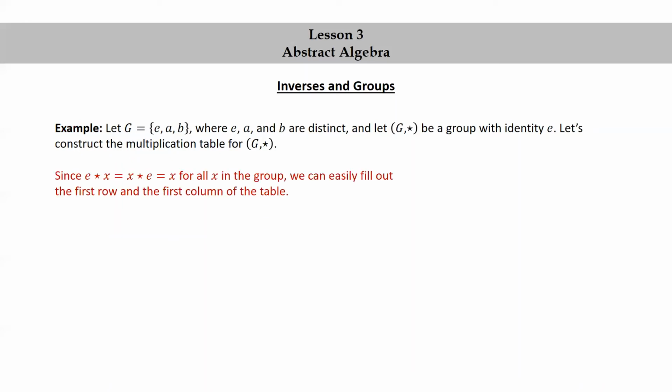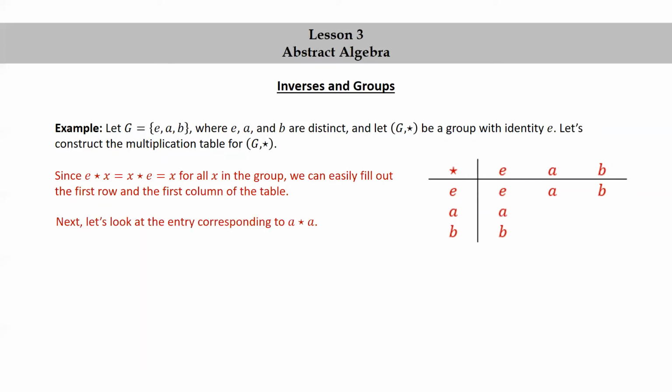Since E star X is equal to X star E is equal to X for all X in the group, right, because E is an identity, we can easily fill out the first row and the first column of the table, right? In other words, we can just copy the input row to the row corresponding to E, and we could copy the input column to the column corresponding to E to already get 5 of the elements in the table. Next, let's look at the entry corresponding to A star A.